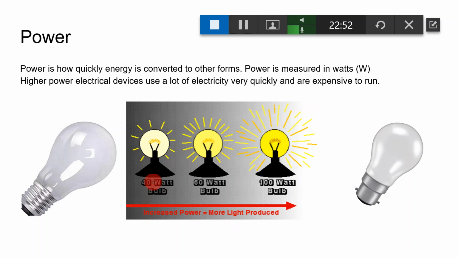Another way to think about it is the more powerful the bulb is, the more electrical energy is being converted into light energy. So for example, a 100 watt bulb is going to shine much brighter than a 40 watt bulb. But the other side of that is that it's going to be more expensive, because a 100 watt bulb is going to use way more electrical energy than a 40 watt bulb.